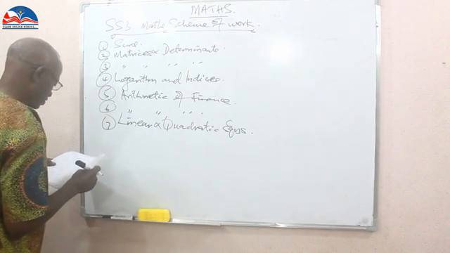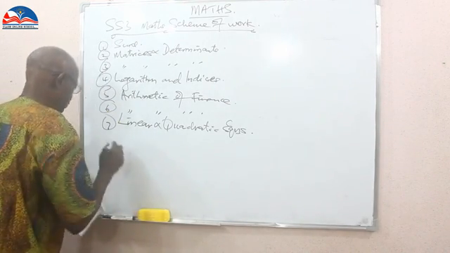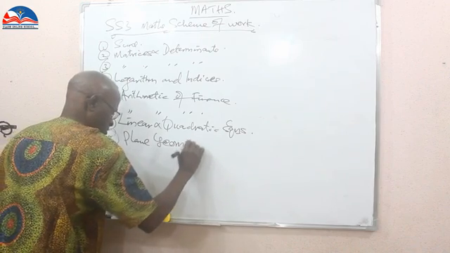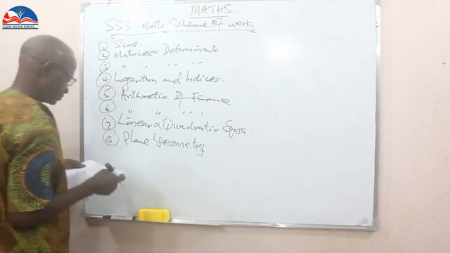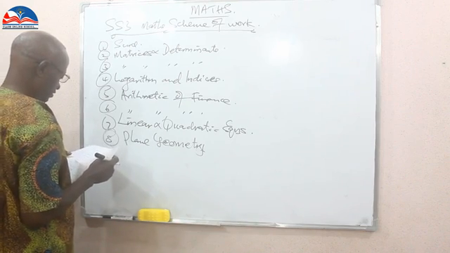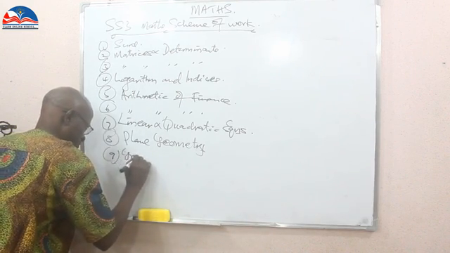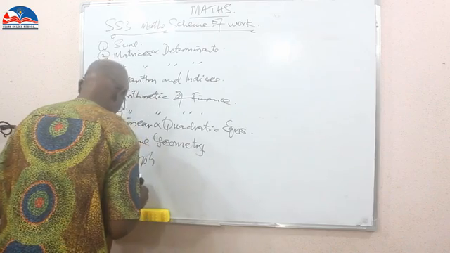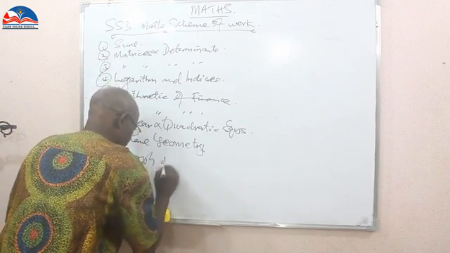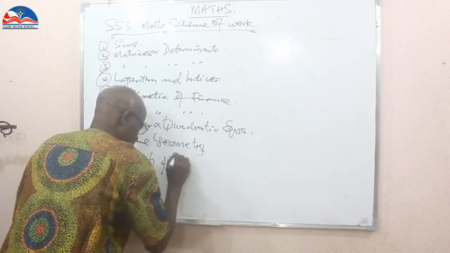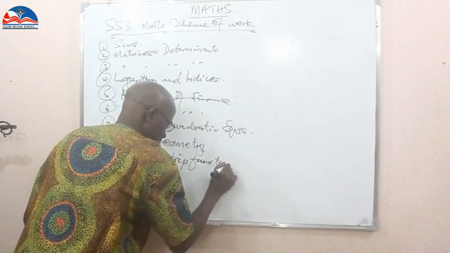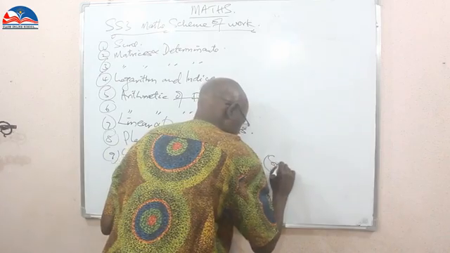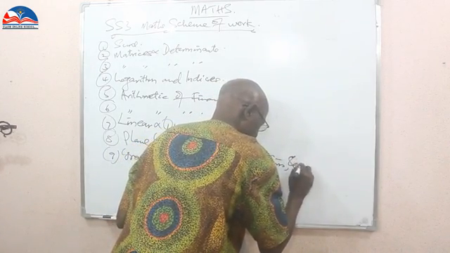Number 8, plane geometry. Number 9, we go to graph of trig functions, or trig ratios. That's sine, cosine, and tangent graph.